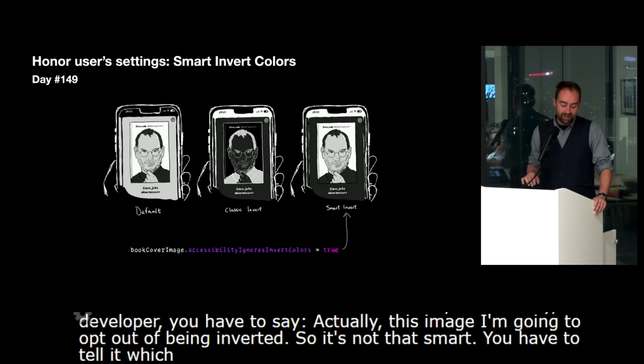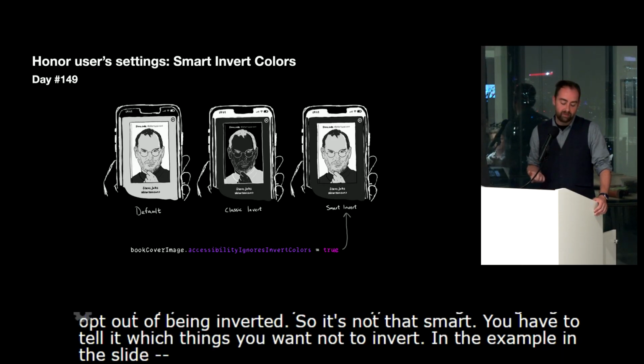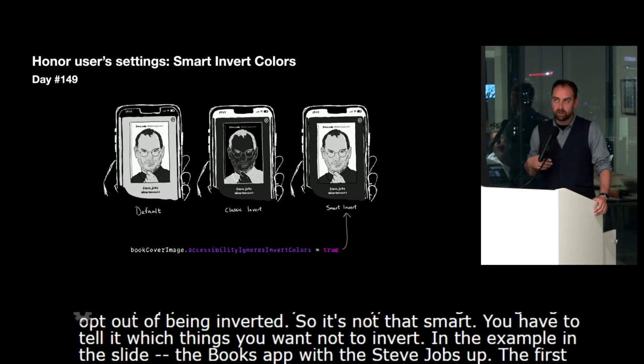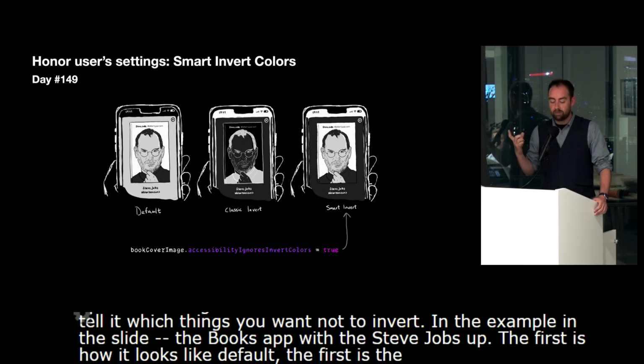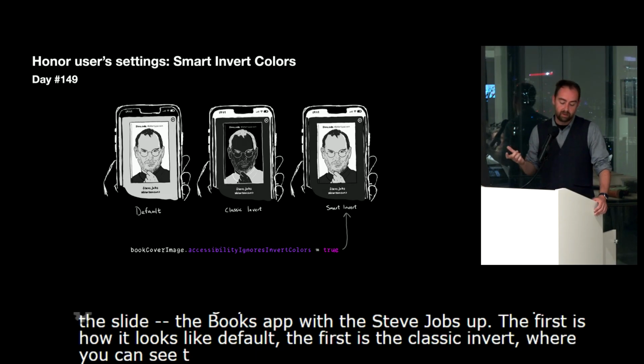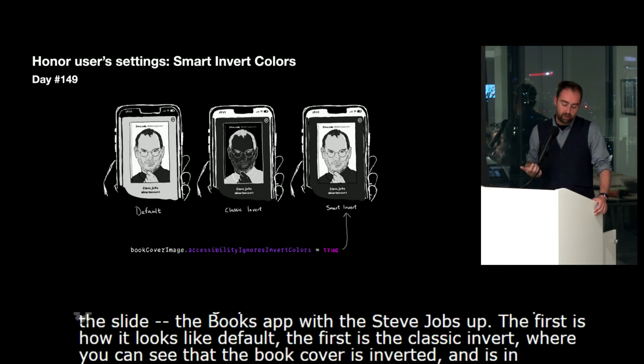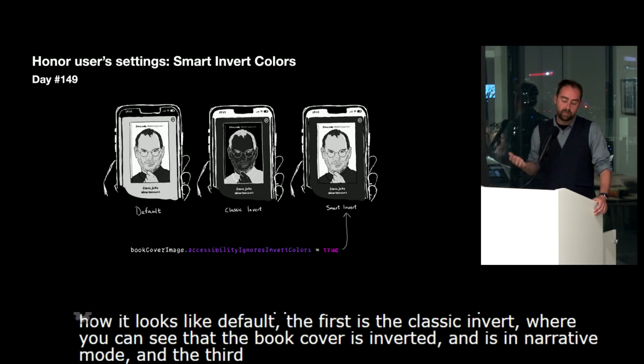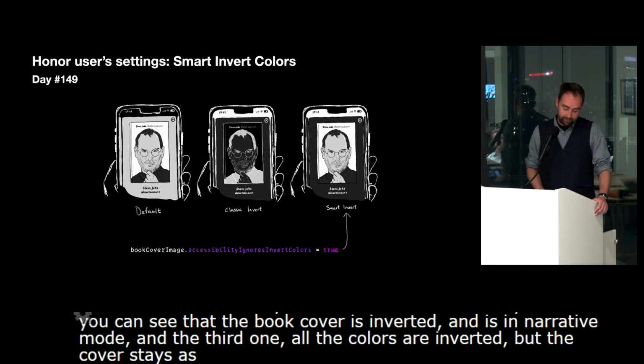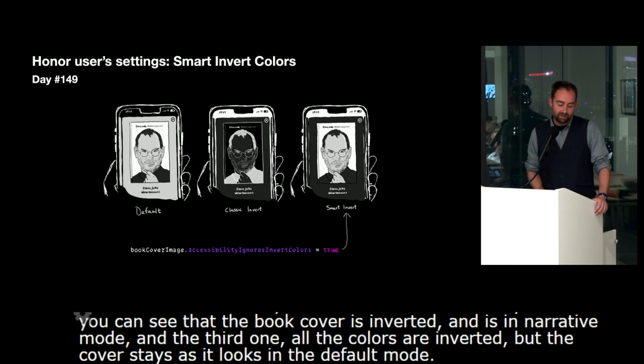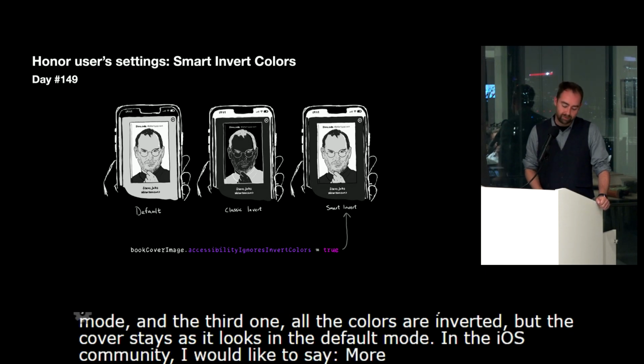In the example in the slide, there's the Books app with the Steve Jobs book, and the first one is how it looks by default. The second one is the classic invert, where you can see that the book cover is inverted and is in negative mode. And in the third one, all the colors are inverted, but the cover stays as it looks in the default mode. In the iOS community, I like to say, and more importantly, Steve Jobs' turtleneck was black but not white, so it's important to do that.